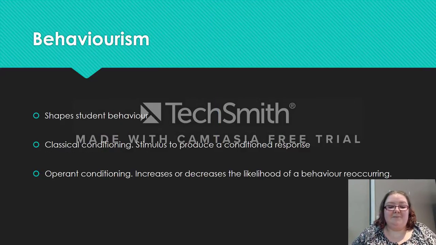In conclusion, behaviourism aims to shape the behaviours of students. We've looked at classical conditioning, which uses a stimulus to produce a conditioned response, and operant conditioning, which is used when increases or decreases of behaviour are reoccurring. Often these techniques are used in earlier periods of education, and students form habits that continue on into higher education.